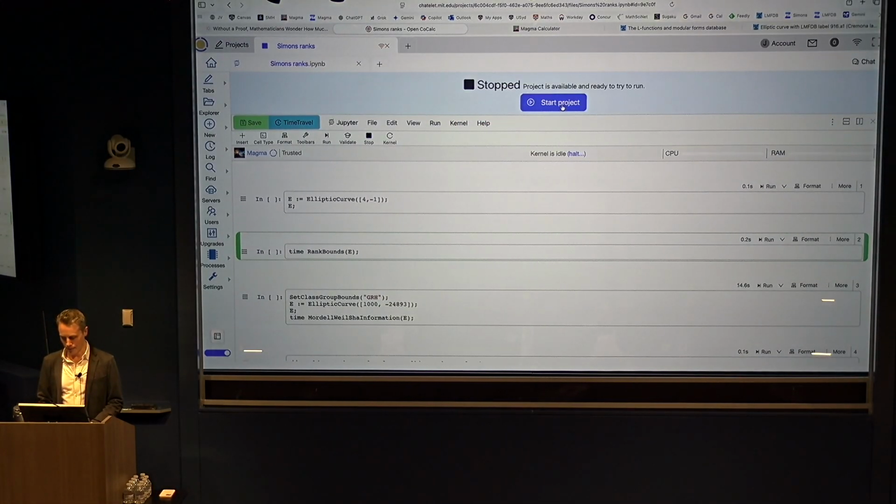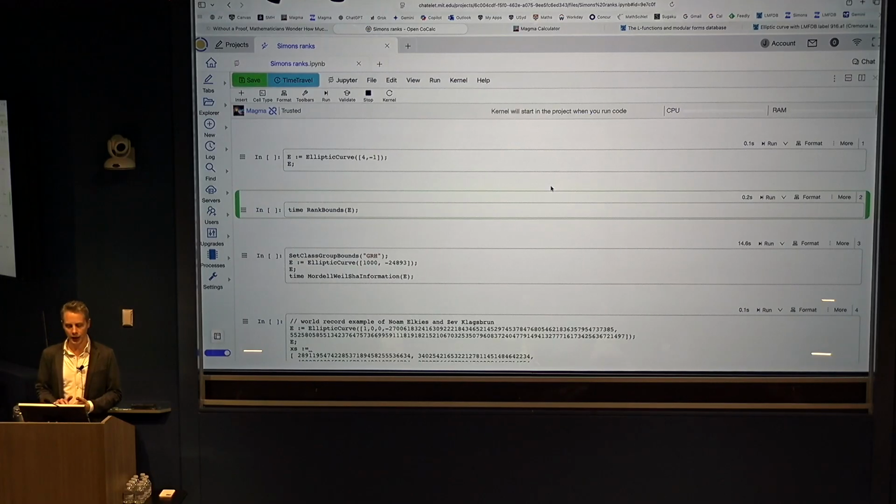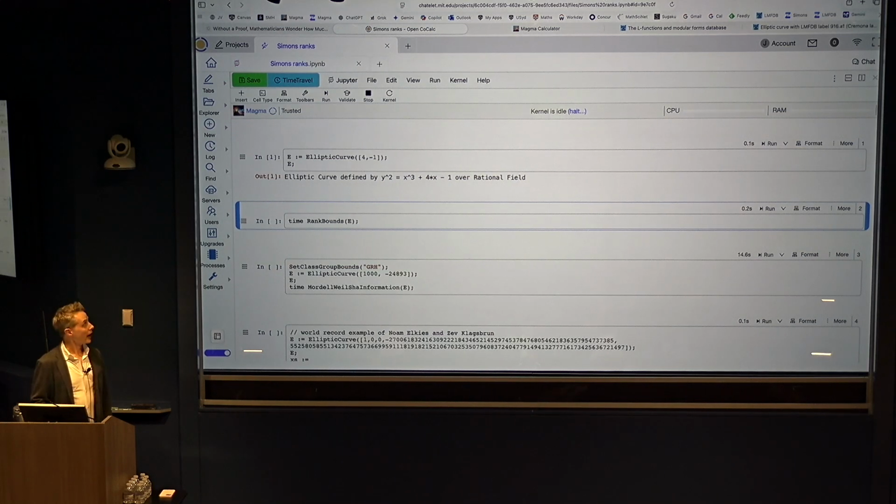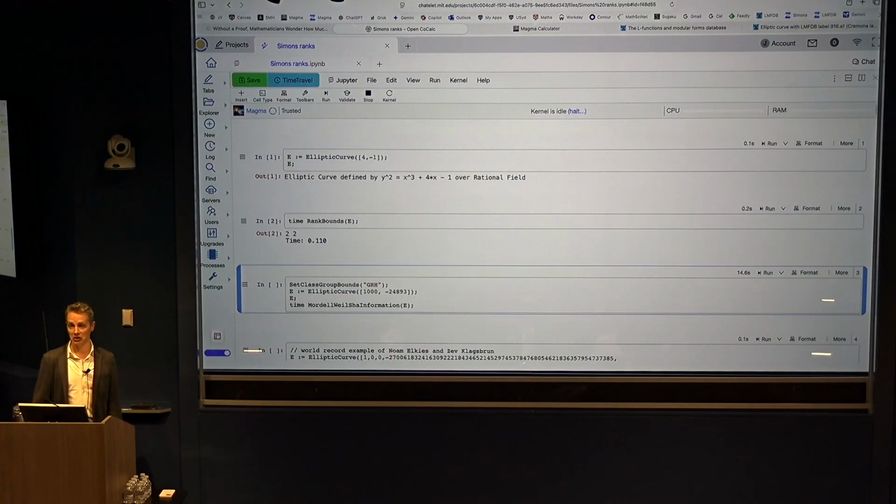So this is Magma. I'm running on a server at MIT because although I was willing to get on a plane to come all the way here, the bits coming all the way from Australia would be too slow. So here's how you might define an elliptic curve in Magma. You see the one that we were computing with earlier. And the command is called RankBounds. And in this particular case, in 0.1 seconds, you can find that the lower bound for the rank is 2, the upper bound for the rank is 2, so the rank is equal to 2.